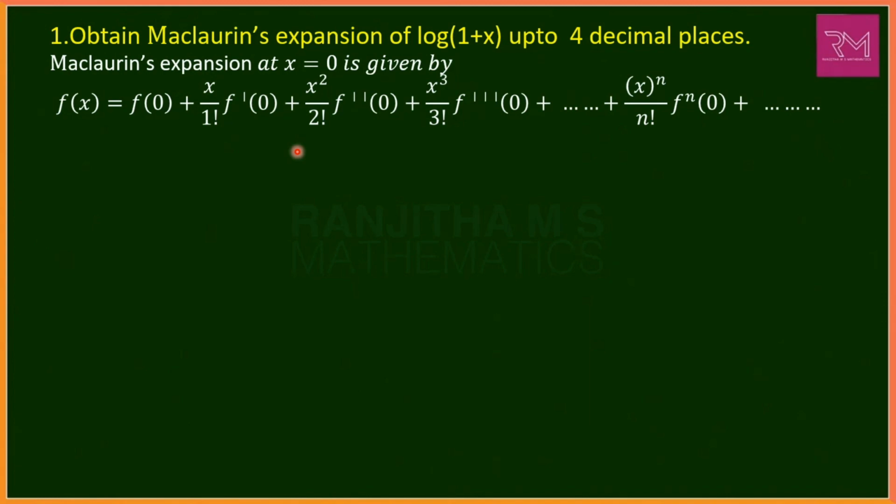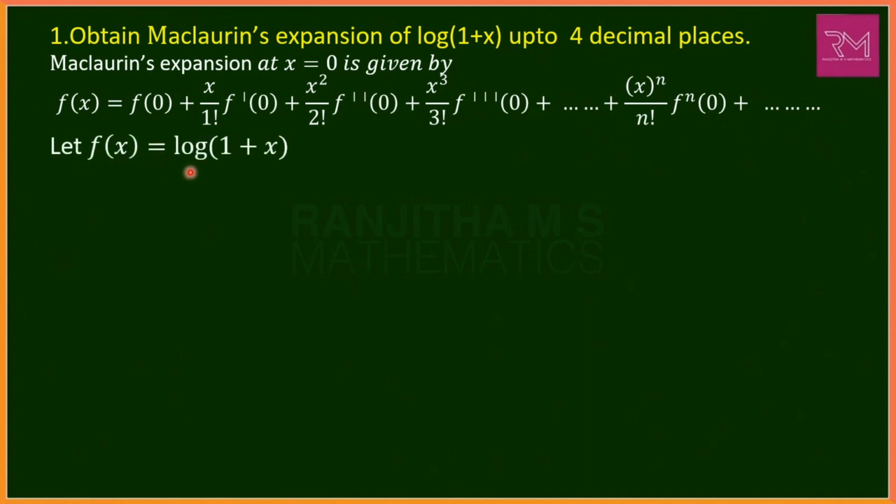This Maclaurin's expansion is a special case of Taylor series where each of the successive derivatives is evaluated at x equal to 0. Here f dash, f double dash, f triple dash are all successive derivatives evaluated at the point x equal to 0. This is Maclaurin's expansion of series. In the given problem, we are supposed to find Maclaurin's expansion of log of 1 plus x up to 4 decimal places. Up to 4 decimal places means you have to find the successive derivatives up to the 4th derivative.